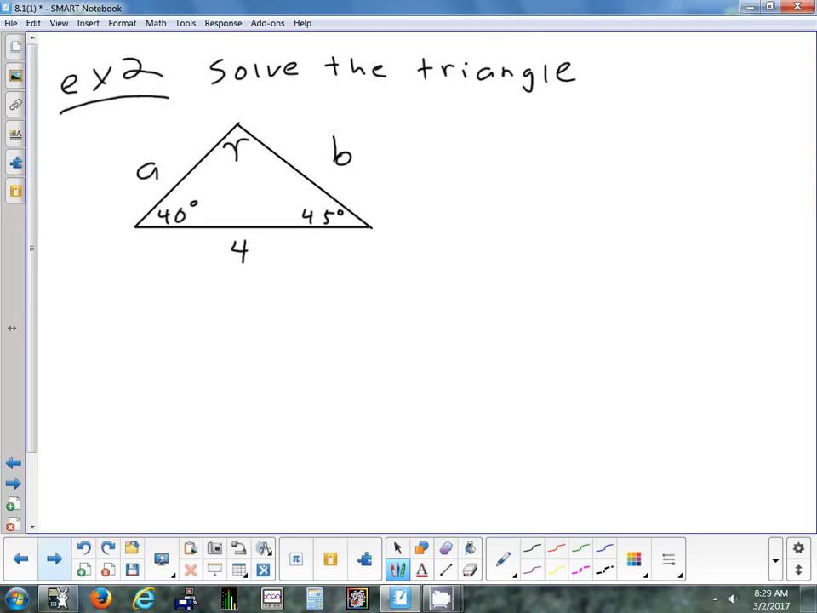It's a cube triangle, but it's angle, side, angle. Yep, it's angle, side, angle. So should I try law of sines? No.